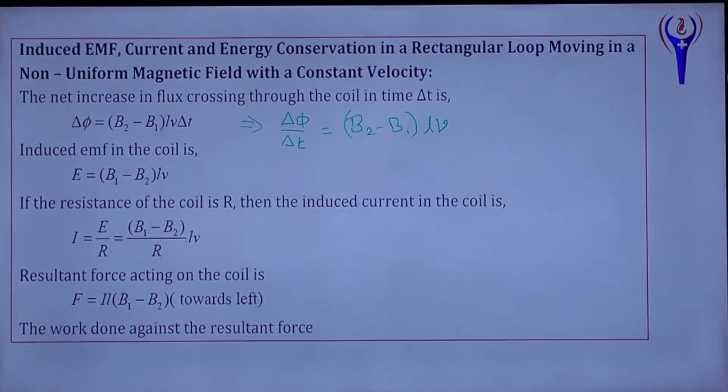In terms of induced current, I equals E by R equals B1 minus B2 by R into LV. And the resultant force F equals BIL, a formula we know. If you substitute this, F equals IL into B1 minus B2. And the work done is against the resultant force.